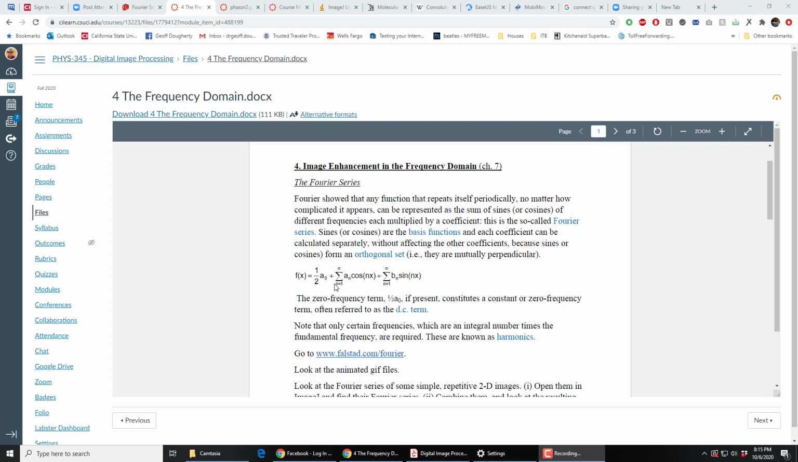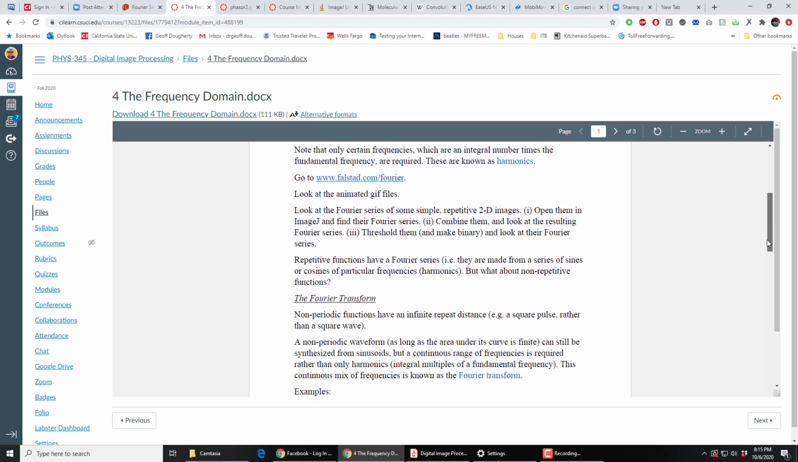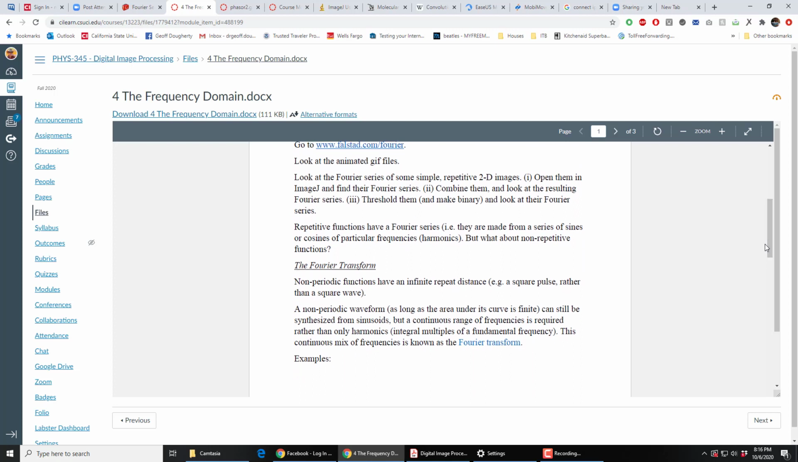So for a non-repetitive shape, you need all the frequencies, and then we call it a Fourier transform. If the shape is repetitive, then you just need particular frequencies, the harmonics, and we call it a Fourier series. So Fourier series or Fourier transform, it's like going from a summation to an integral. In a Fourier series, you're only using particular frequencies, and in a Fourier transform, you're using all the frequencies.